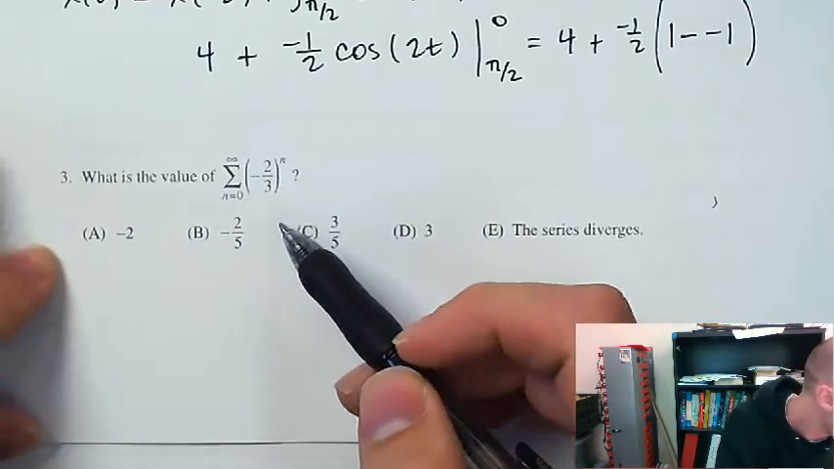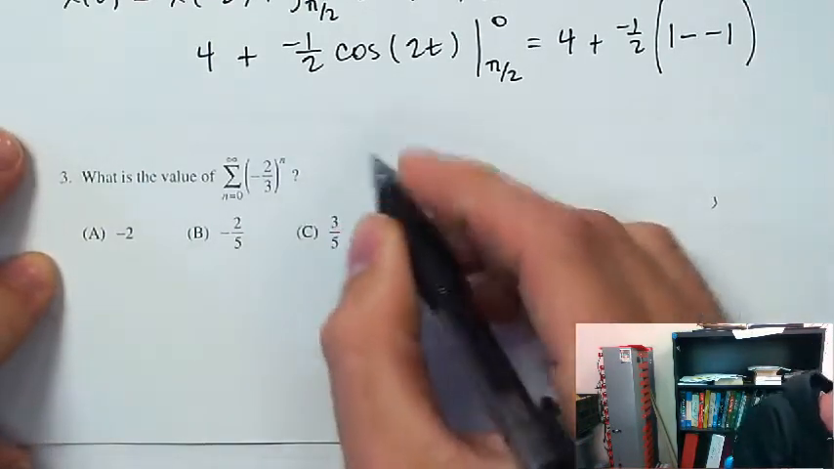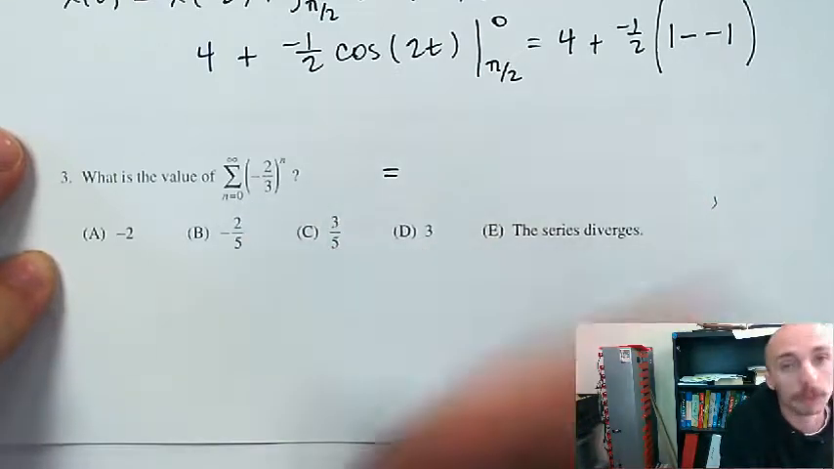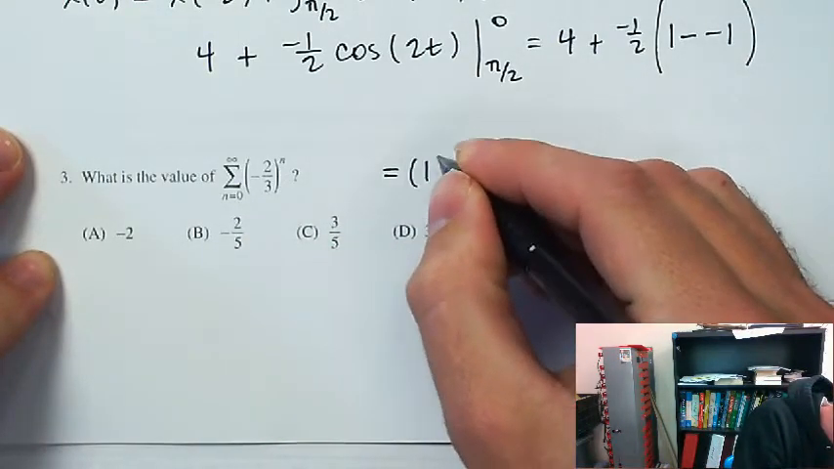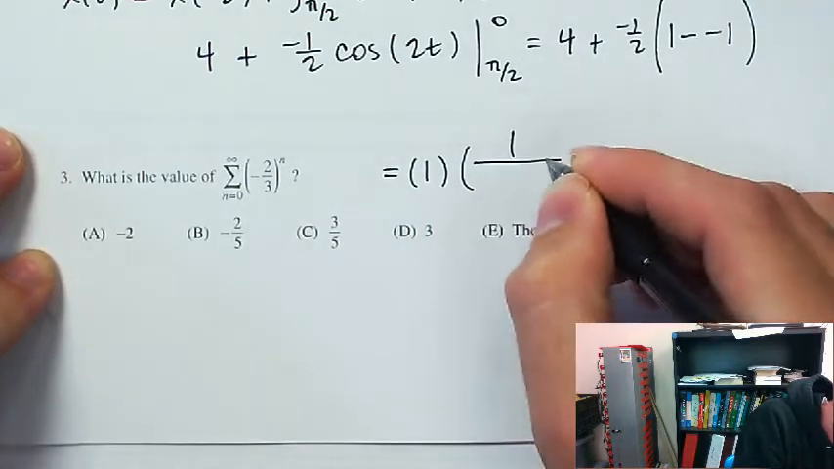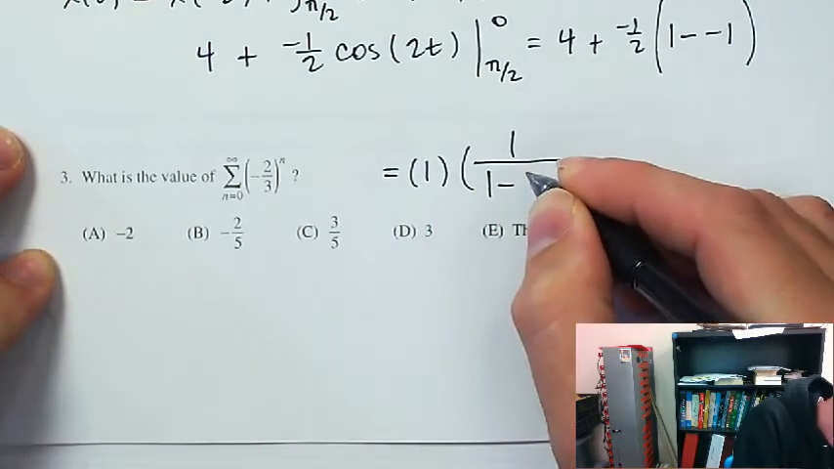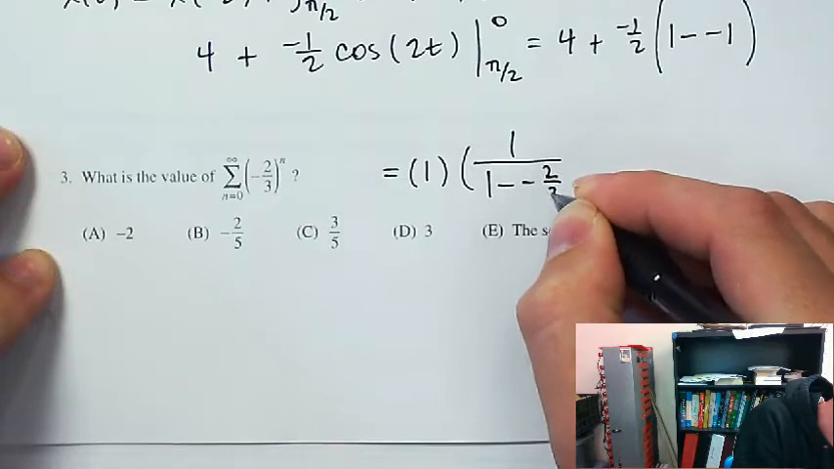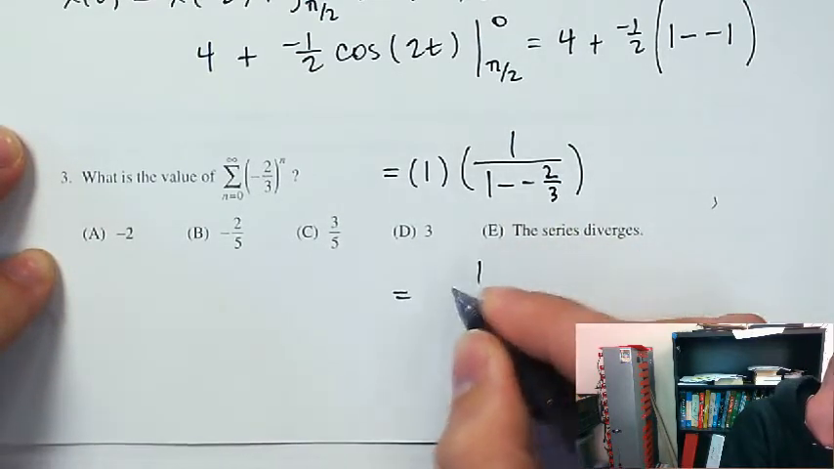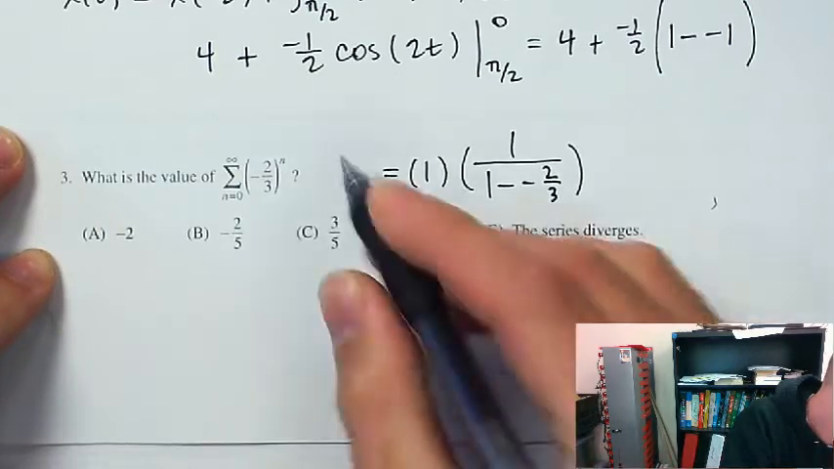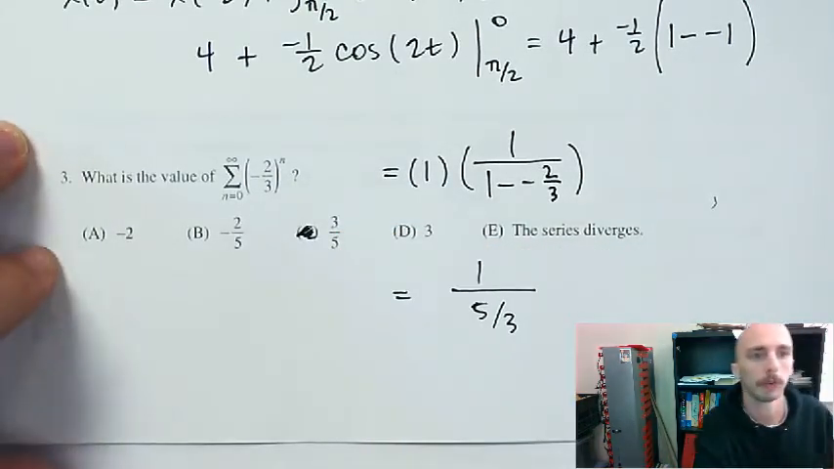And then I will be saying, all right, the sum is equal, provided that the ratio is between negative 1 and 1, to the first term, which we determined was 1, times 1 over 1 minus that common ratio. Alright, so this is equal to 1 over 5/3, and that's why I wanted to choose that answer choice.